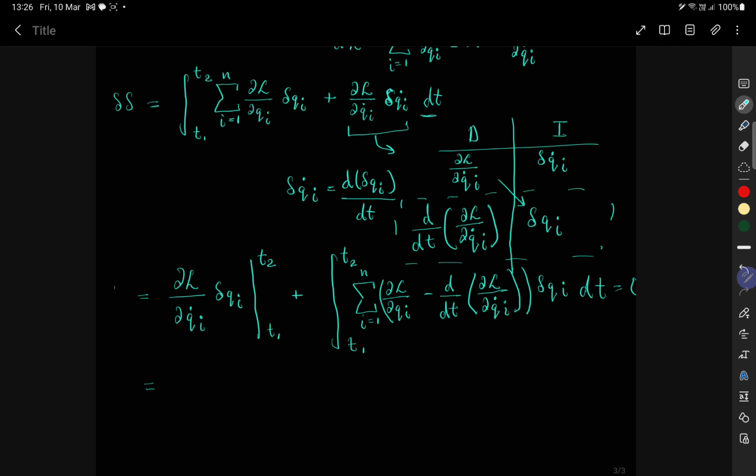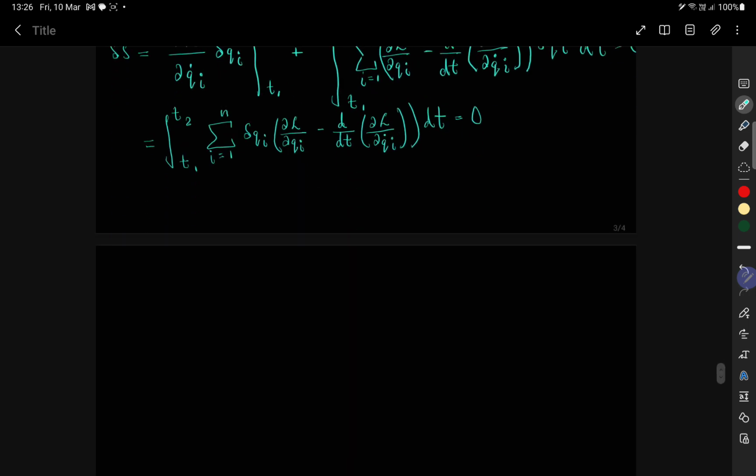So this should just be the integral from t2 to t1 of the summation from i equals 1 to n of delta qi times partial L by partial qi minus d by dt of partial L by partial q dot i, dt, which has to equal 0 as per Hamilton's principle.